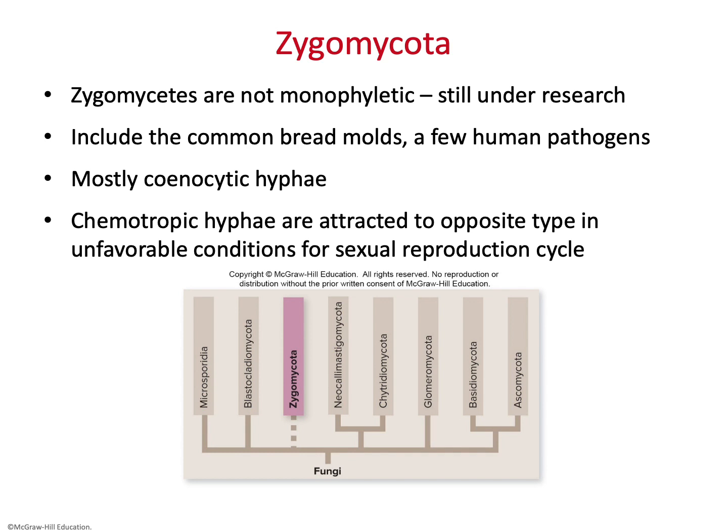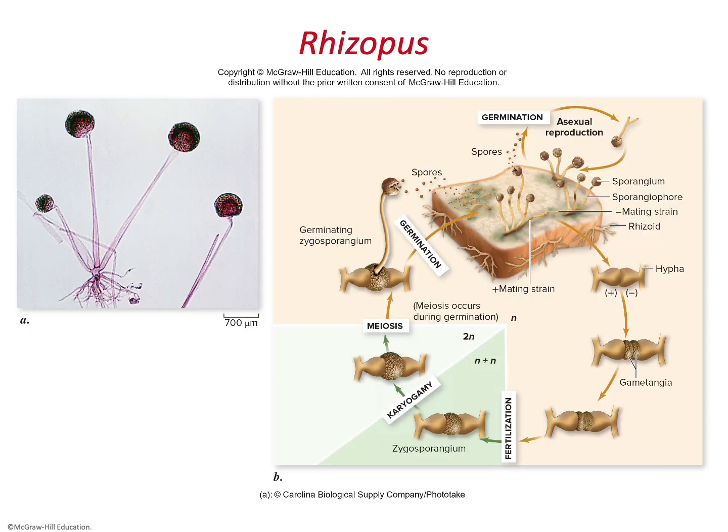They have predominantly coenocytic hyphae. If you remember what coenocytic hyphae are, hyphae are continuous and not separated by a septum. When conditions are unfavorable, chemotropic hyphae of opposite mating types attract one another and have sexual reproduction. So let's look into one example of a member of Zygomycota, which is Rhizopus.